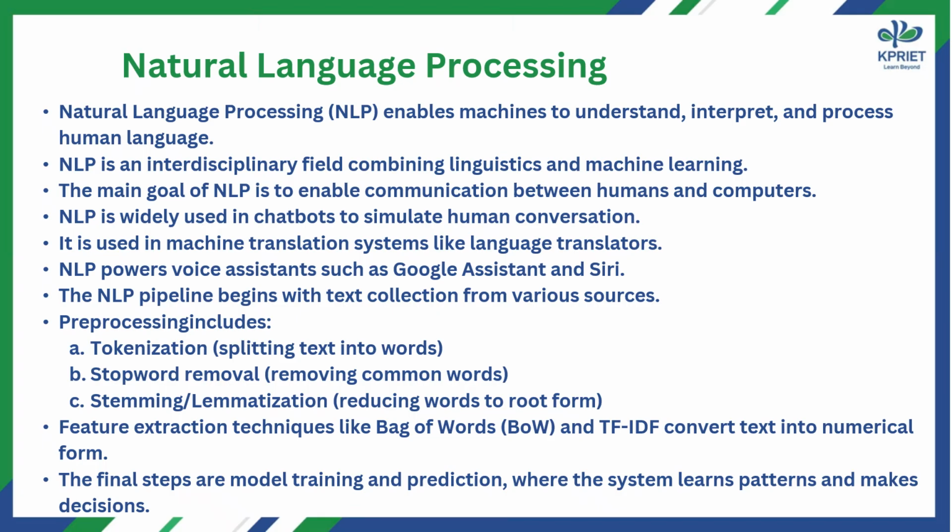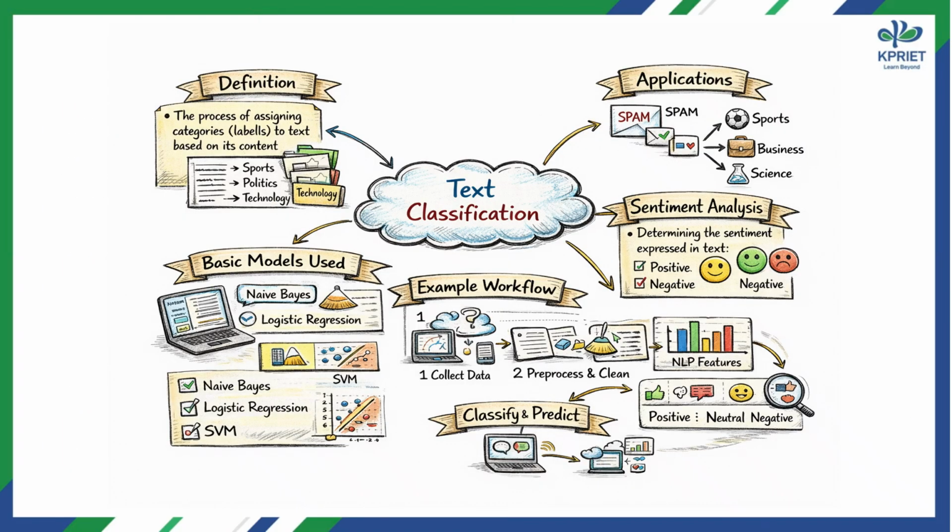NLP pipeline begins with text collection from various sources. Pre-processing includes tokenization, stop word removal, stemming, and lemmatization, as we discussed in the previous slides. The final steps are model training and prediction, where the system learns patterns and makes decisions.